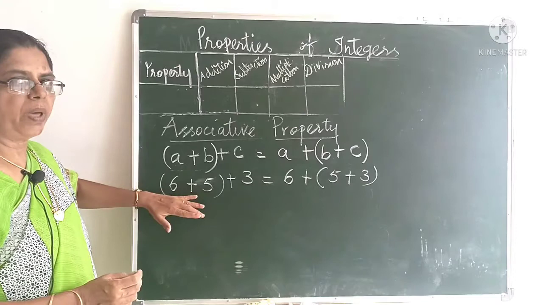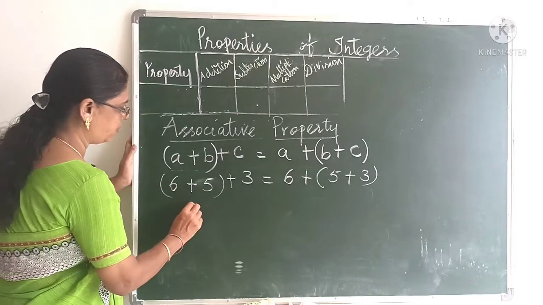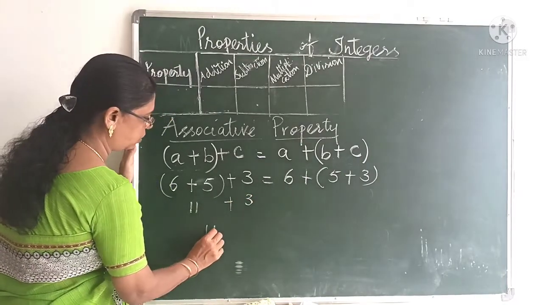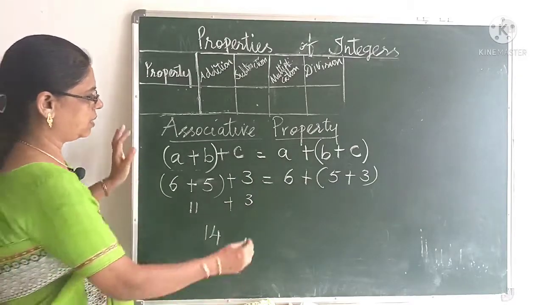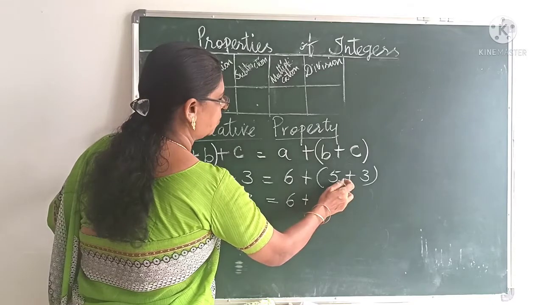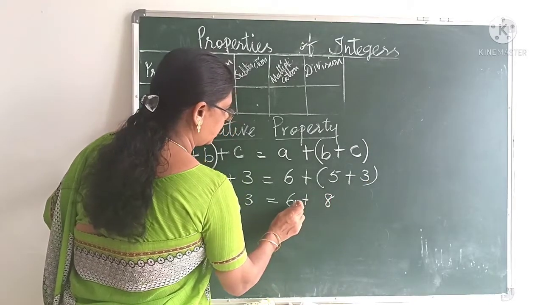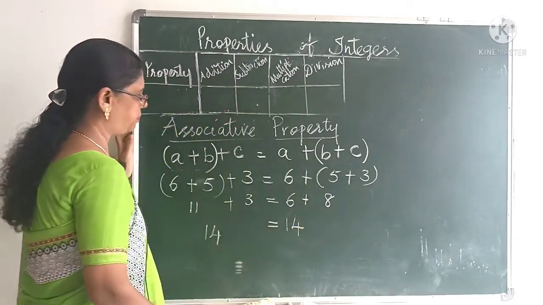6 plus 5, always solve the brackets first. 6 plus 5 is 11. So 11 plus 3 is equal to 14. This side the answer is 14. 6 plus, what is the answer of 5 and 3? 5 plus 3 is 8. So again 6 plus 8 is equal to 14.